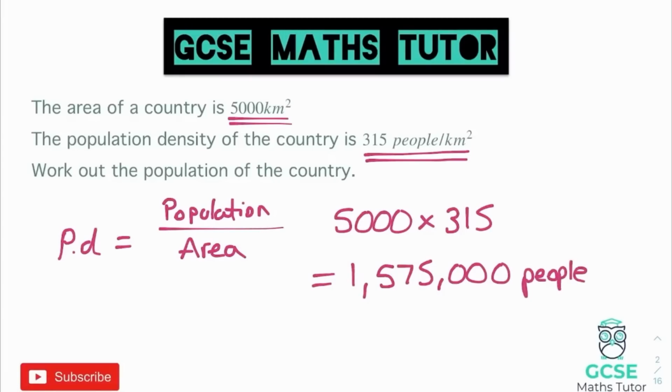Now that makes sense with our formula as well, because if we were going to rearrange this formula to get population, we would want to times both sides by area in order to remove that divide there in our fraction.